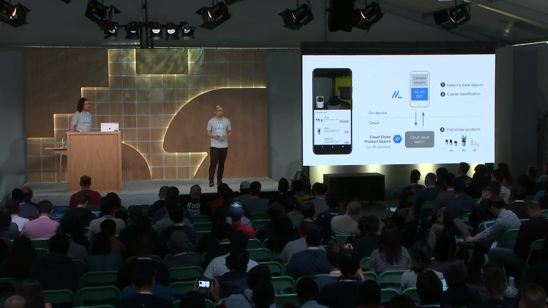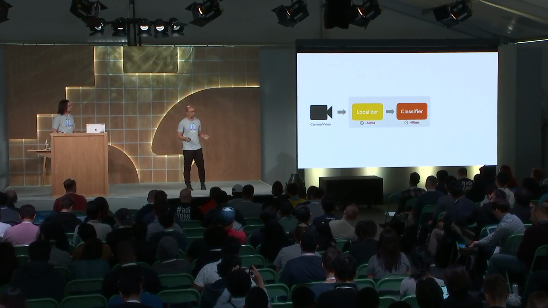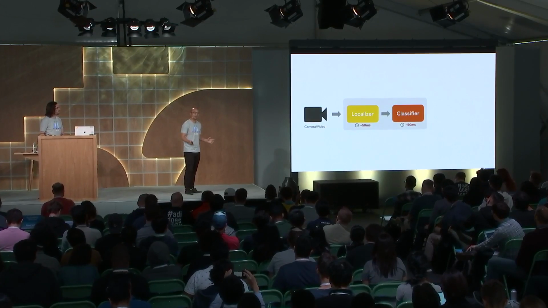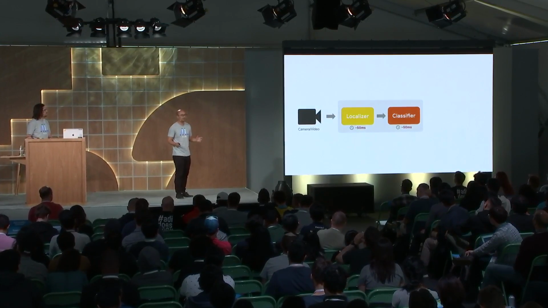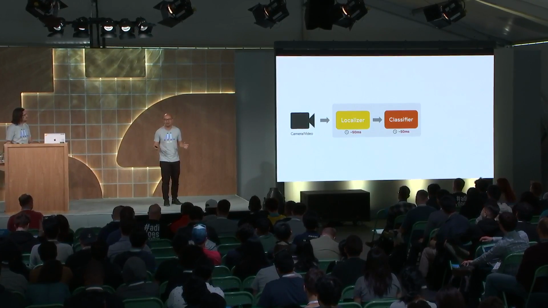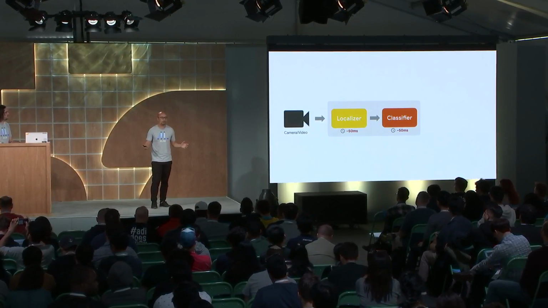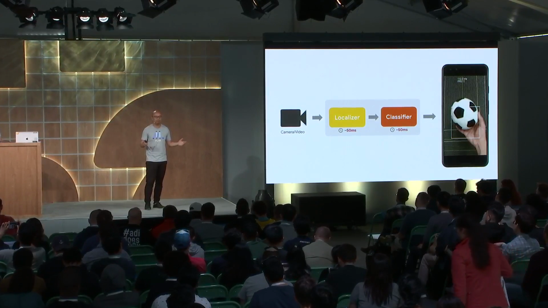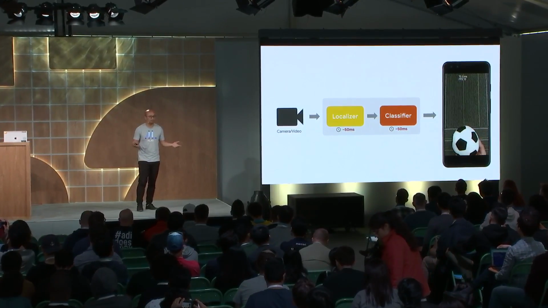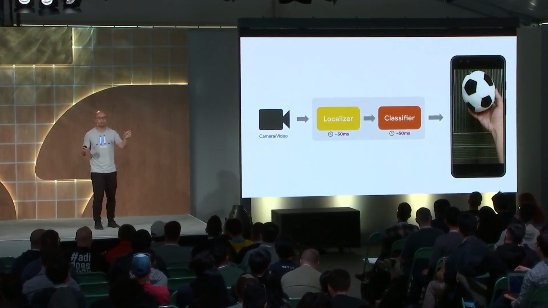OK, so let's take a deeper look at the on-device part provided by ODT. We started these features with two models. The first model is a localizer, and the second is called a classifier. The localizer finds objects inside the images, and the classifier does the optional classification. Then we ran these two models on the live stream. The results didn't look good. The image is a little bit choppy, and the bounding box is a little bit delayed.